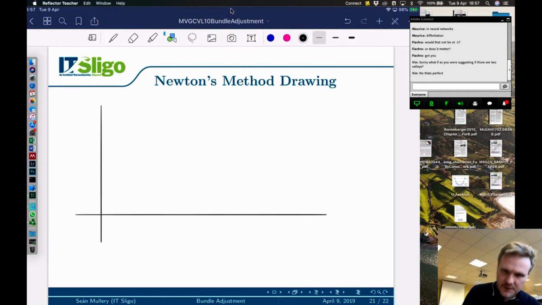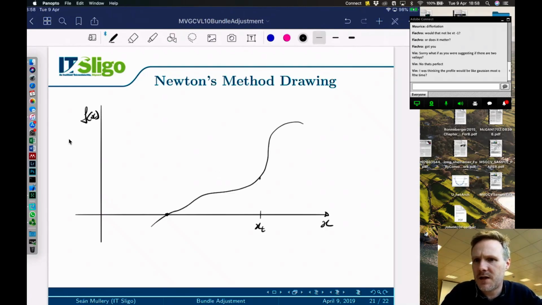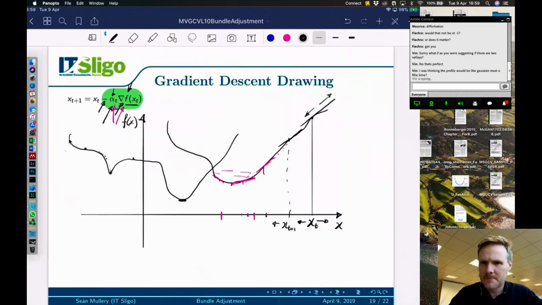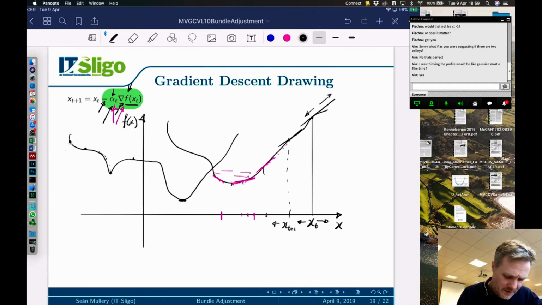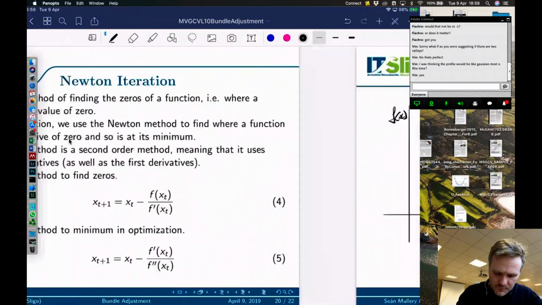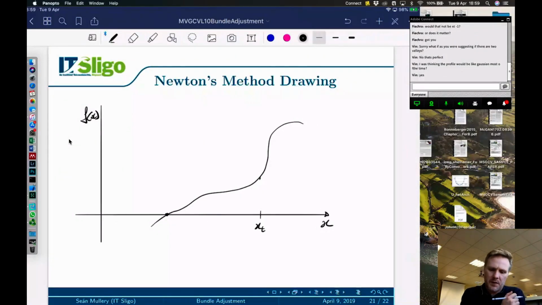So let's imagine we have some function here. Vin's question: I was thinking the profile would be like Gaussian most of the time. You're saying that the function would be Gaussian? No, not in terms of that. Now I know we said that the noise is Gaussian, but that doesn't necessarily mean that the surface would look Gaussian, because remember Gaussian is something that goes up like that and down like that, so it doesn't really relate to where our minimum would be. So that would not be.